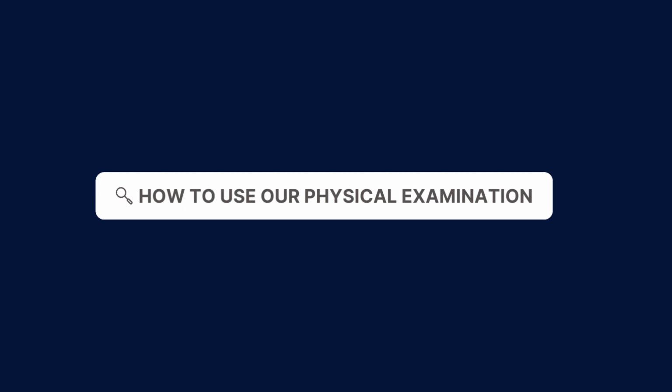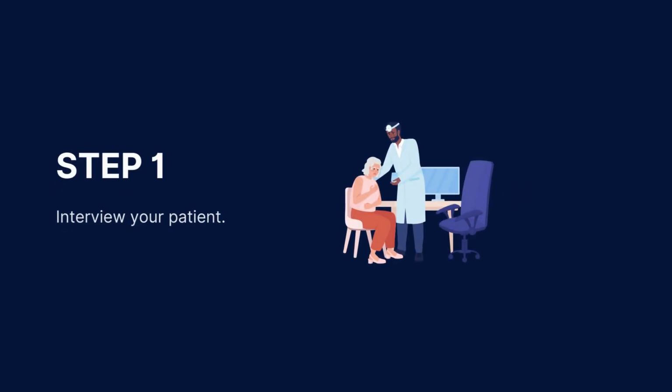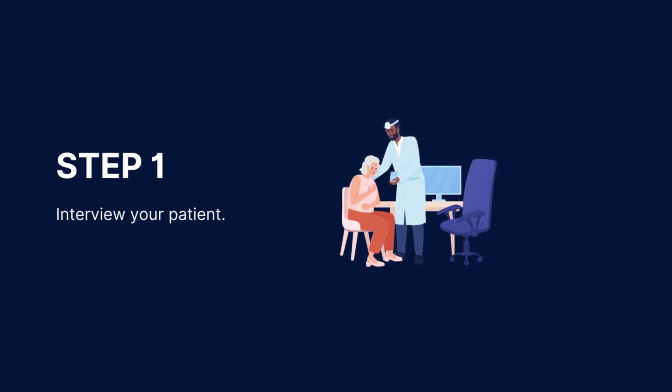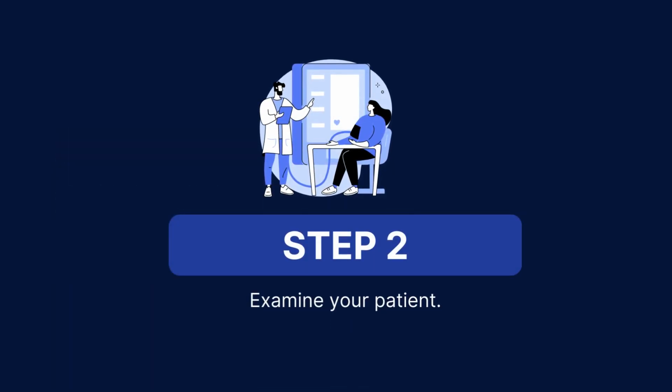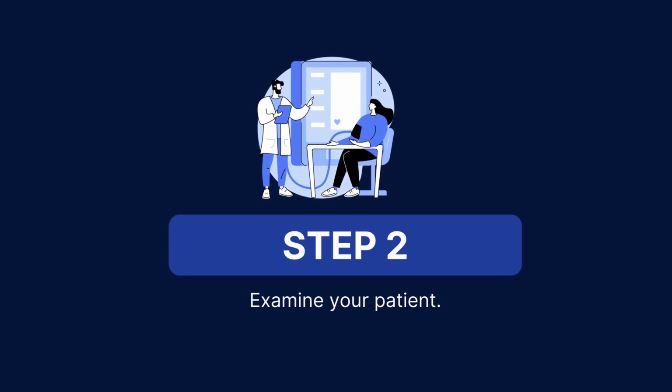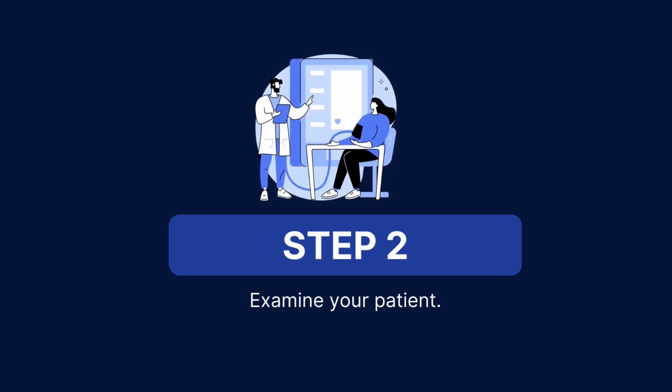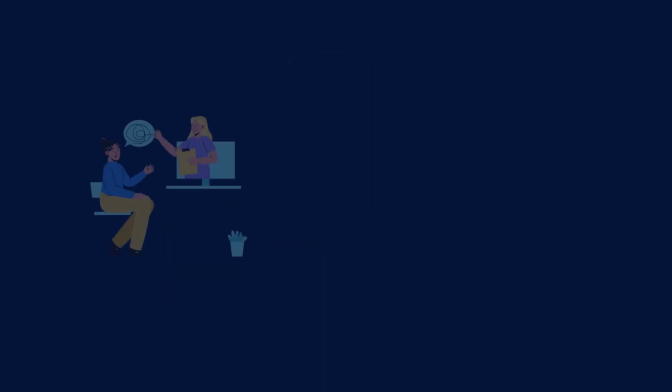Download our physical examination from the Carepatron platform, which you can find in the link in the description. Before you assess your patient, you must first write down the date and patient's name and interview them to obtain information on their health history. Once finished with step 2, it's time to examine your patient. Following the inspection, palpation, auscultation, and percussion order is best.